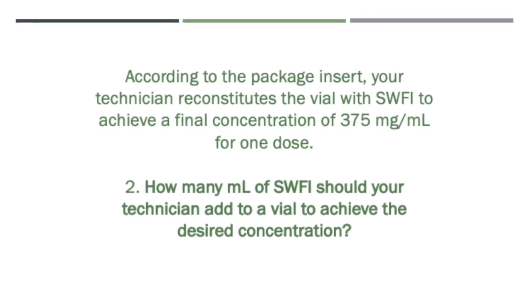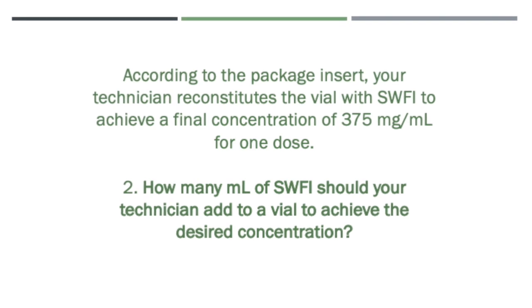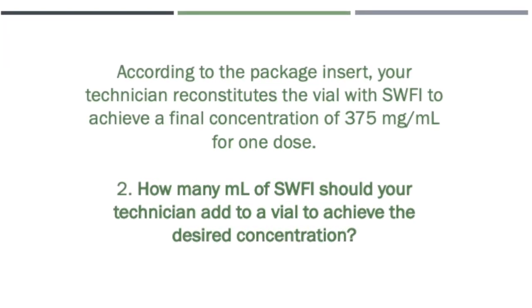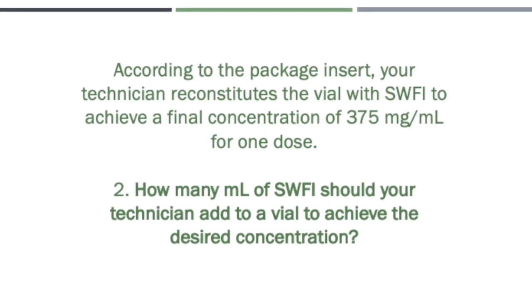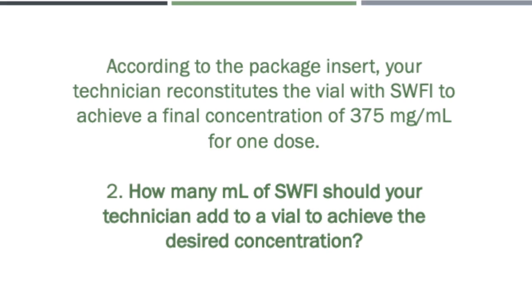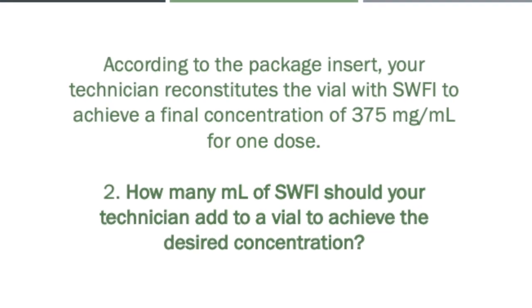According to the package insert, your technician reconstitutes the vial with sterile water for injection to achieve a final concentration of 375 milligrams per milliliter for one dose. How many milliliters of sterile water for injection should your technician add to the vial to achieve the desired concentration?